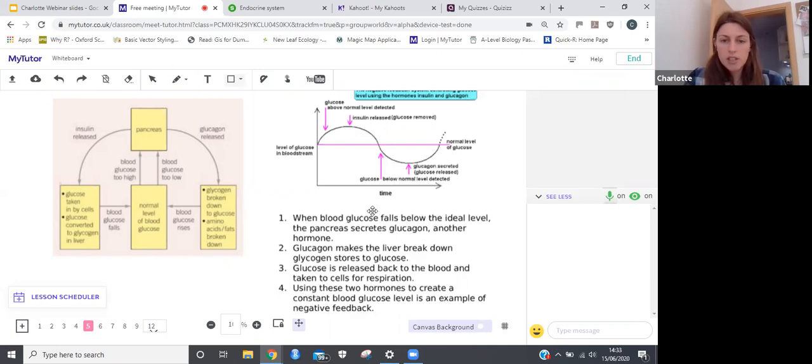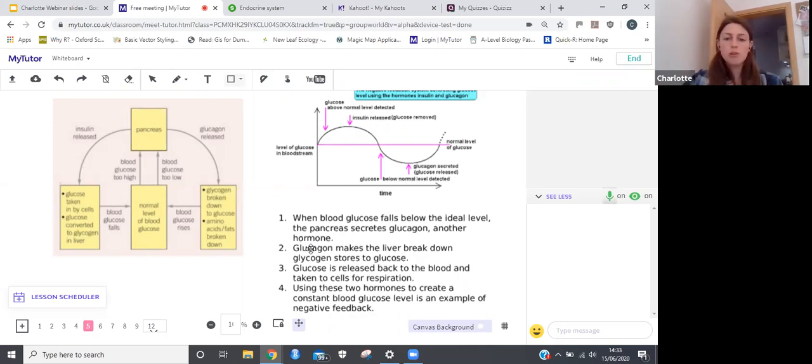Glucagon is secreted. So when blood glucose falls below the ideal level, the pancreas secretes glucagon, which is another hormone. Glucagon makes the liver break down the glycogen stores back to glucose. So all of those long rows of glucose that were stored as glycogen can then be broken down again into individual glucose molecules, released back to the blood and taken to cells for respiration.